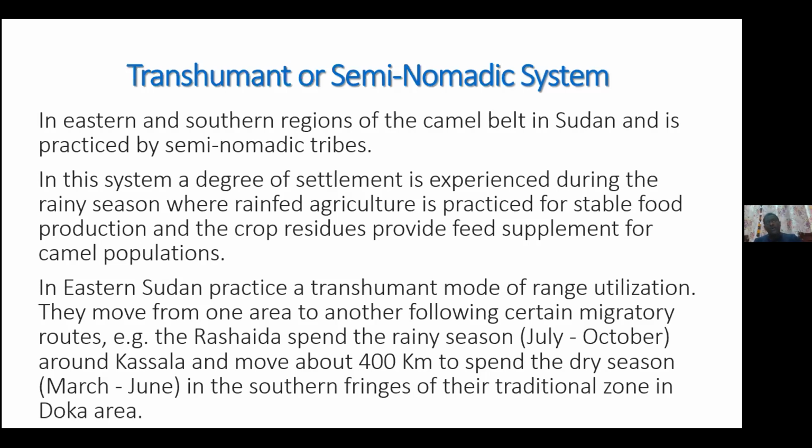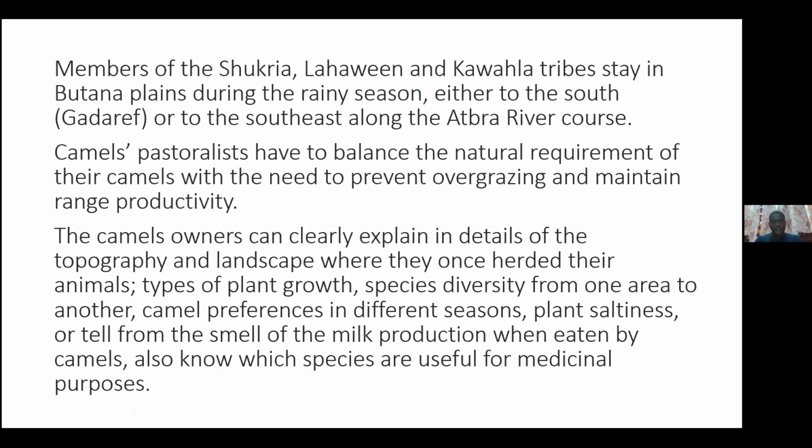Then they move about 4 kilometers to spend the dry season, from March to June, in the southern zone, the traditional Doka area. That means the pastoralists move from the north to the south in the dry season. In the rainy season, they move from the south to the north and settle around the urban area, but at a distance from it, and then they go back to the south in the dry season. The members of the Shukriya, Lahawiyin and Kawahla tribes stay in the Butana plains during the rainy season, either south of Gadarif city or to the southeast along the Atbara River course.